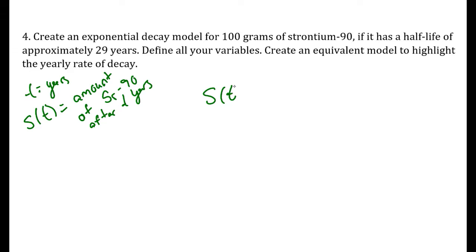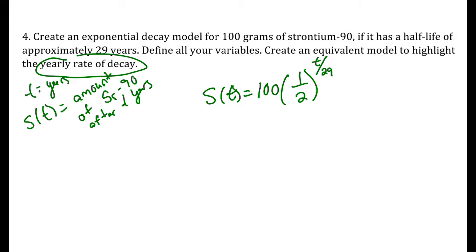So S of t equals, I'm starting with 100 grams. It's a half-life problem, so I'm multiplying by 1/2 to the t over 29, because it happens every 29 years. Create a model to highlight the yearly rate of decay. I know the decay rate after every 29 years, so I'm going to use a power to a power property to create a new model.